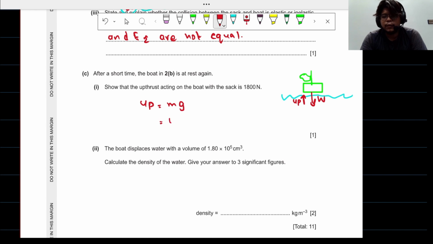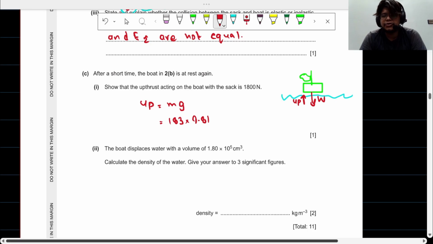So m is 183 multiplied by 9.81, that is the acceleration due to gravity. So if I work this out, I would get something closer to 1800. Not completely 1800, yeah, but I'll get something that is 1800. So I'll just write 1800 here. So this is my upthrust force.